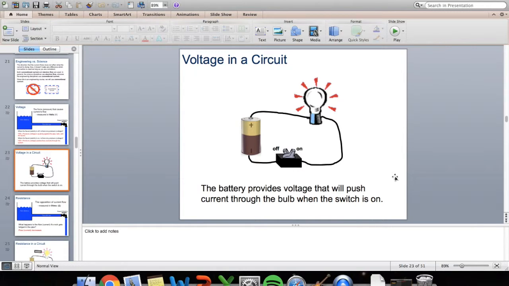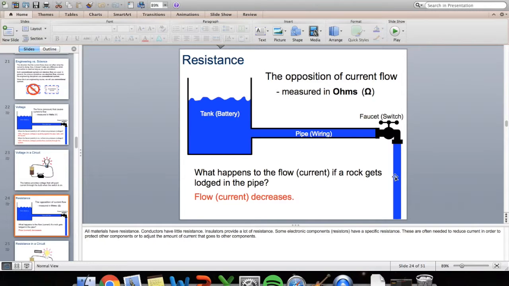Voltage in a circuit: the battery provides voltage that will push current through the bulb when the switch is on. Okay, good. That one makes sense. Then resistance is something that pushes back against our flow of electricity. It kind of resists the voltage, right? And you measure it in ohms.